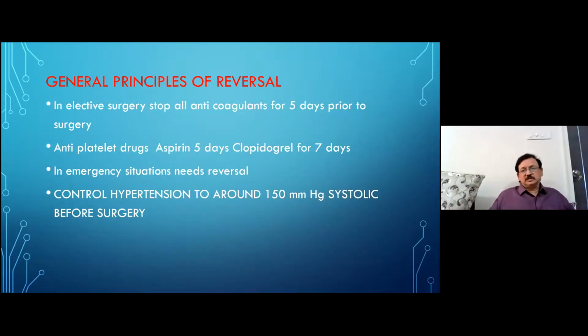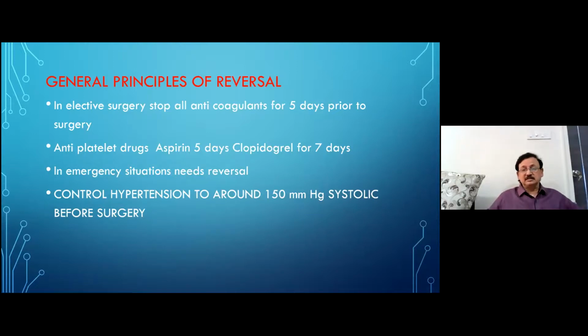General principles of reversal. So, how do we reverse these drugs? This is what is important before you take the patient to surgery. In any elective surgery, stop anticoagulants 5 days prior to surgery. Some say 5 days, some say 7 days. Best is to wait 7 days off anticoagulants and then take the patient to surgery.